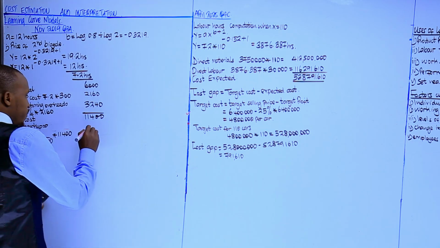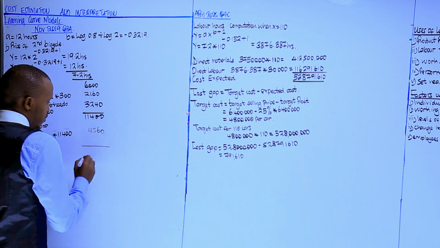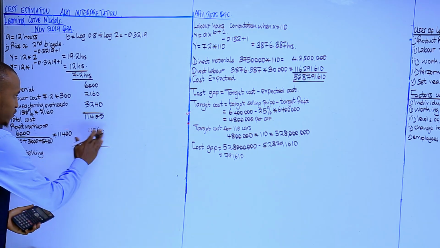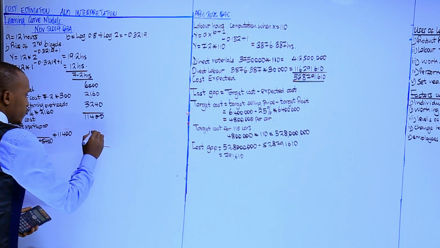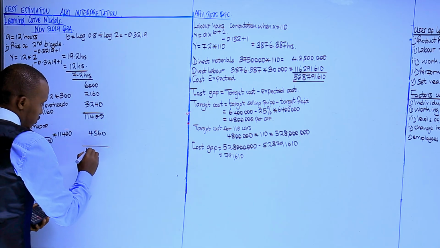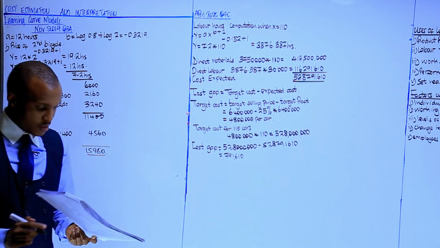So therefore, the markup for that bicycle is 4560. So the total cost is 15,960. 15,960.